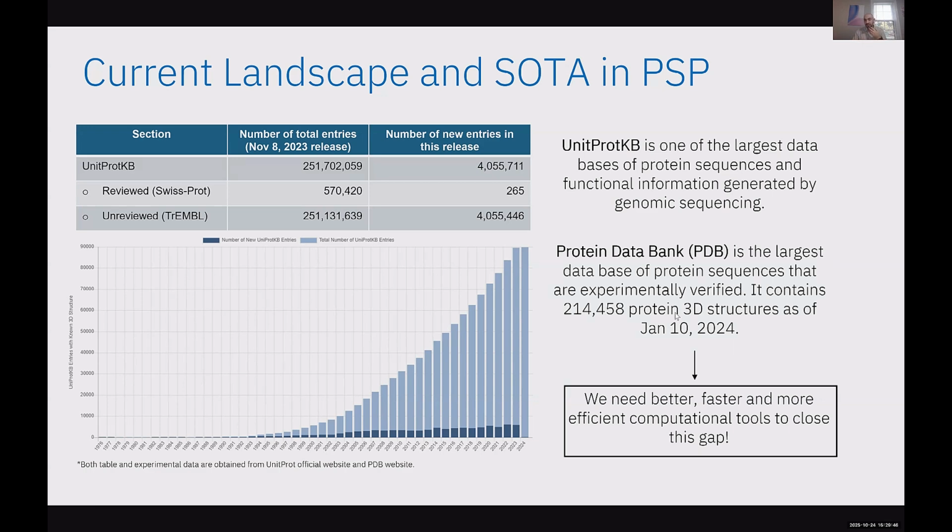So the largest database in the world that has the structural information that is experimentally verified is called PDB. You're probably familiar with this. And I think it's around 240,000 now. But if you look at it, we are kind of three magnitudes behind, right?